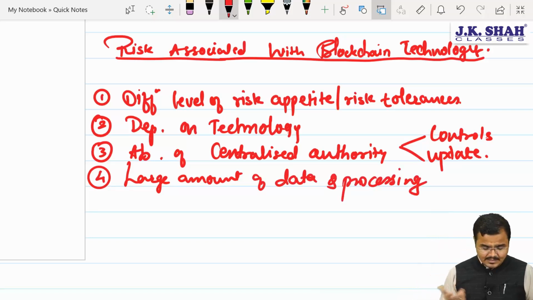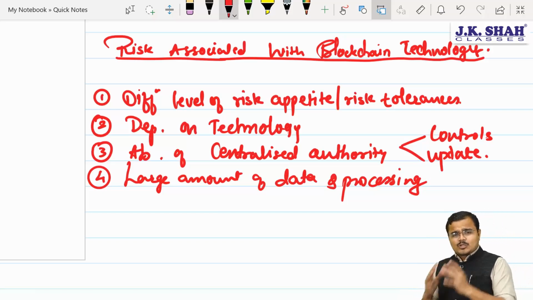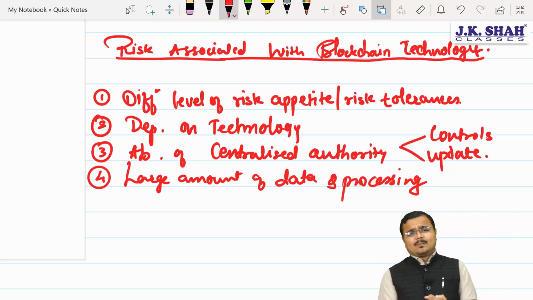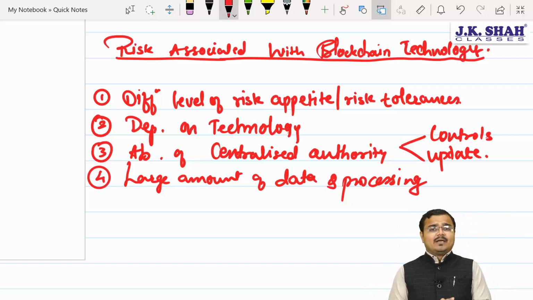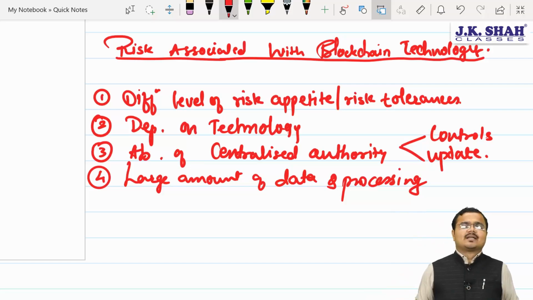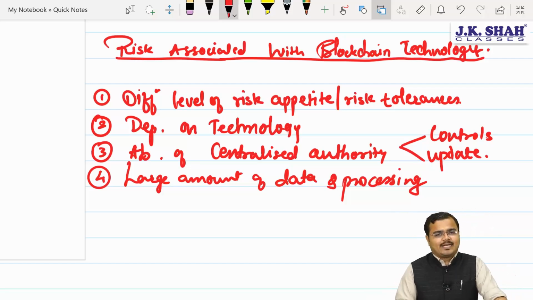Agree, chartered? Yes, sir. Processing that much data, updating that much data and maintaining that much data is a major risk, people. Not every organization can afford it. So there are 4 major risks associated with blockchain technology.